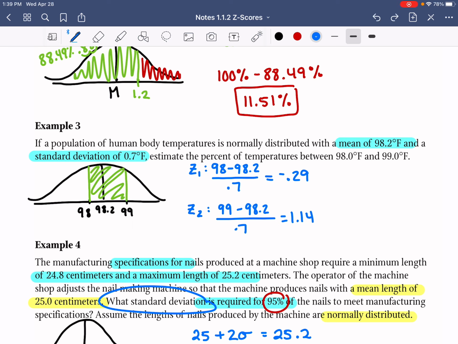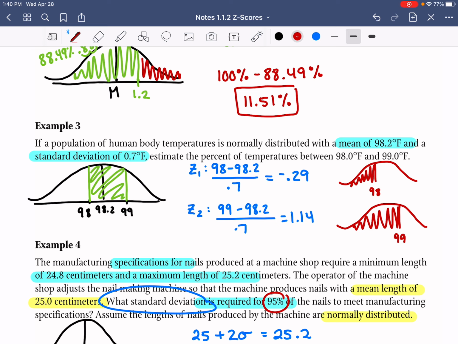So the way that the z-score table works is it will find us the percent of data to the left. So what I would do is I would have, this is for 98, I would use this z-score, and that would tell me my percentage to the left. And then I would use my table. I'm going to do 1.14, which is above the mean. That's for 99, and it would give me my values to the left. That's what my z-score tables are going to do.